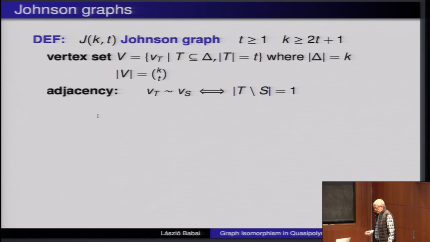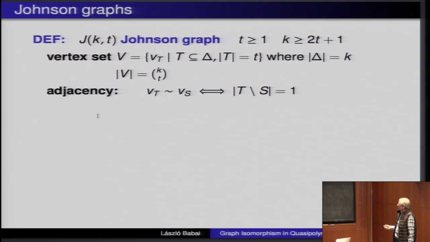Now, Johnson groups are intimately related to a particular class of graphs. I should say that the terminology I use, calling these Johnson groups, is not standard, but it is standard to call these graphs Johnson graphs, and that's why I call the corresponding group also Johnson group. So the Johnson graph has k choose t vertices, where k and t are two parameters, k is greater than twice the value of t.